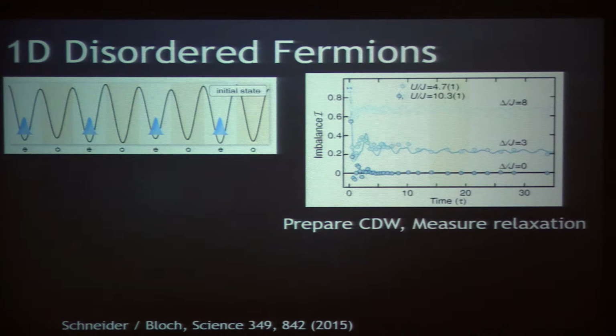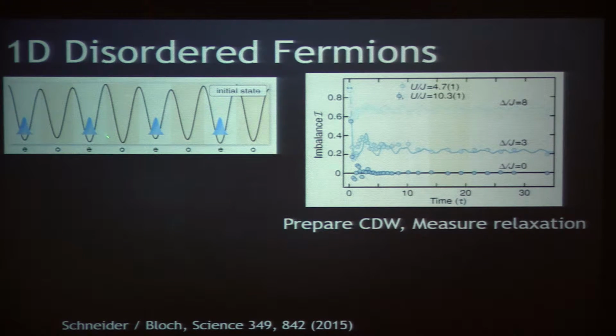So here's some of their data. The imbalance they're plotting is the imbalance in density between these sites. Label them even and odd. So it's an imbalance in density, right? This has a high imbalance, so you could call it 1 in some units, and it lies up here. And if the system relaxes, of course, this is not an equilibrium state.